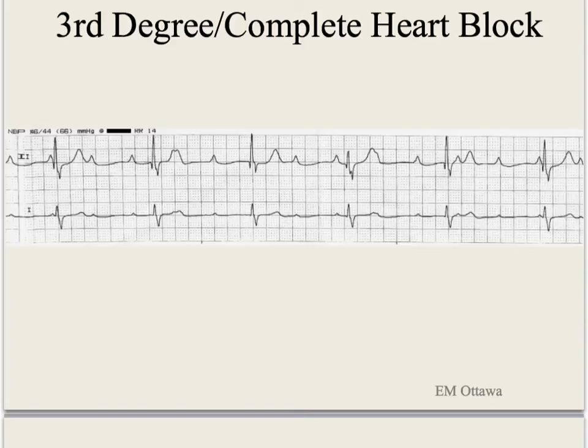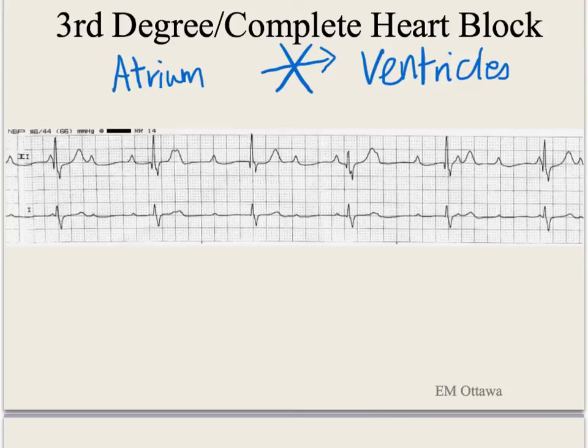The last AV block is third-degree AV block or complete heart block. The dysfunction occurs below the AV node. This happens when the atria and the ventricles are controlled by different pacemakers and are functioning independently. Let's apply our rules. Are there P waves? Yes, you can see them quite easily here. What about the PR interval? If you look at the P wave, it's really hard to make out what the PR interval is because there is no relationship between the P and the QRS complexes. The PR interval is all over the map.